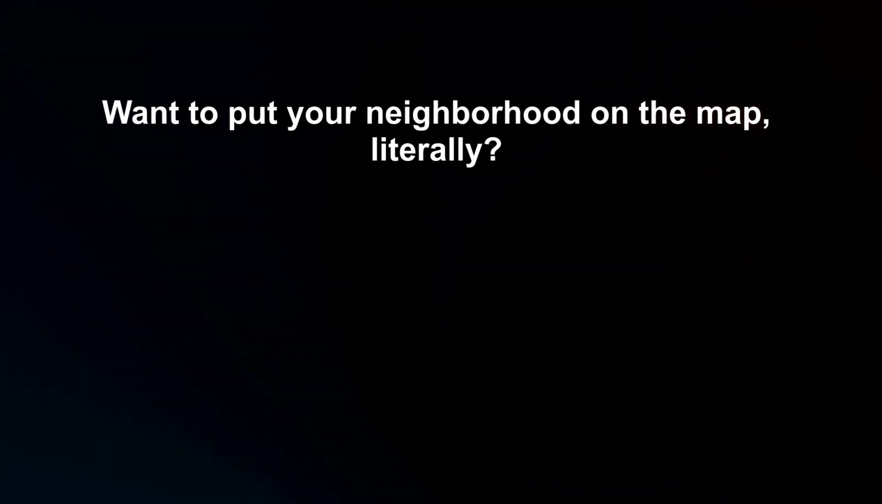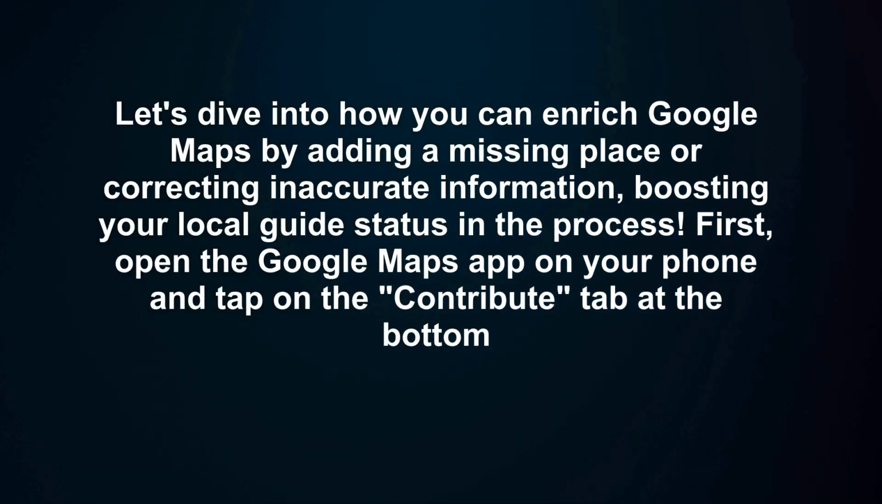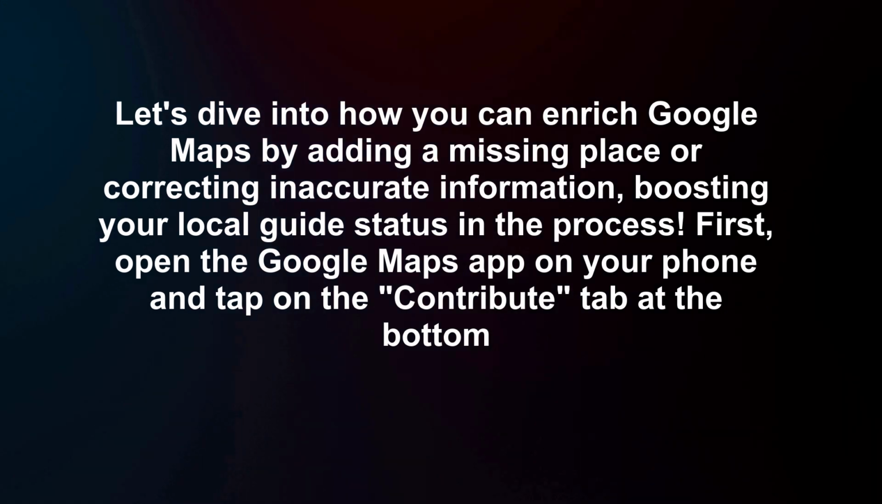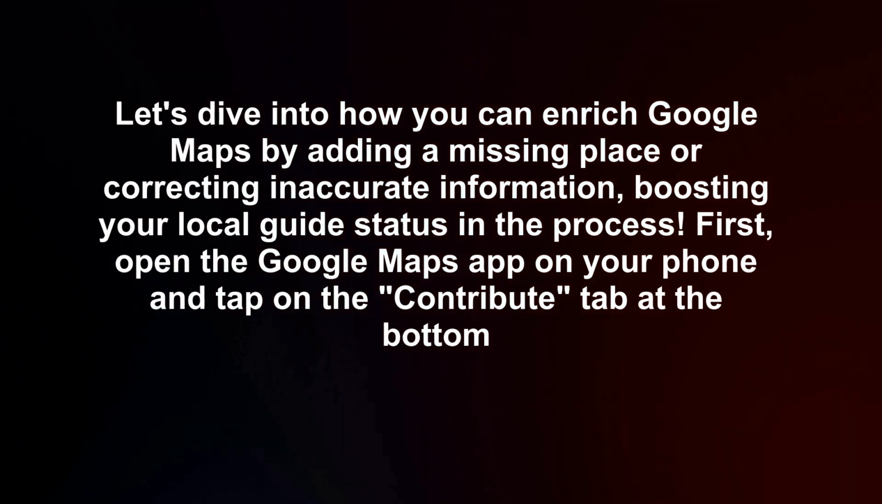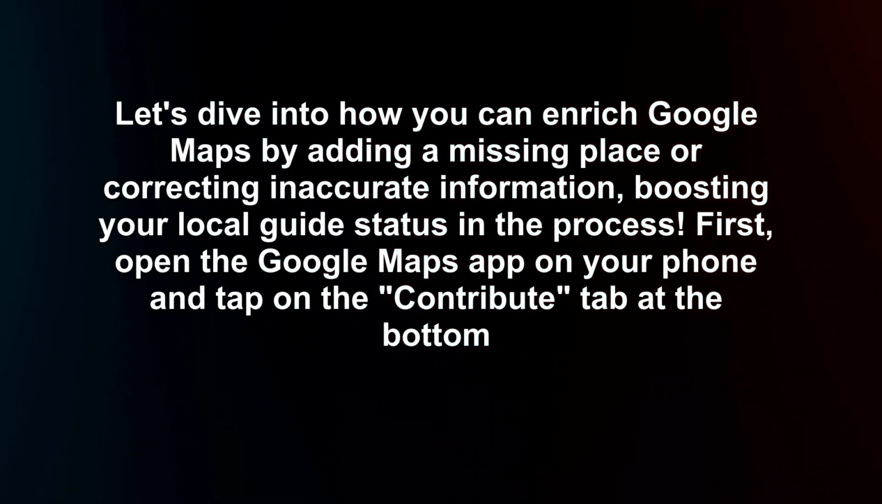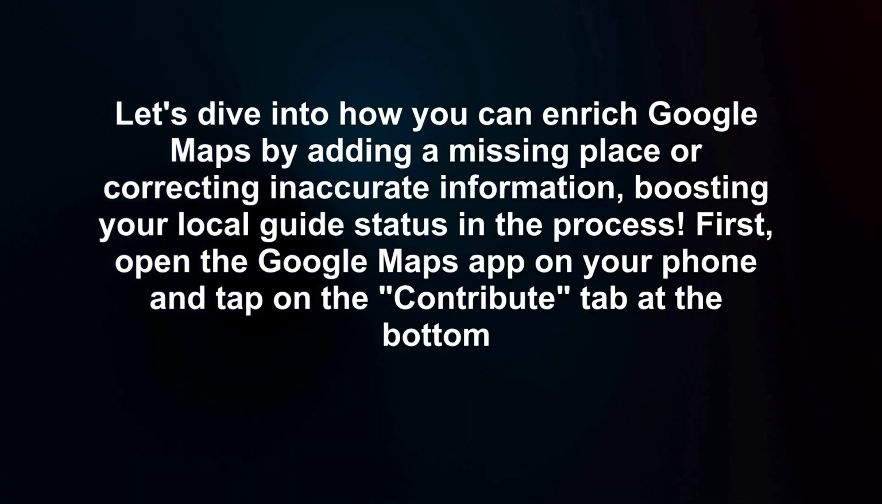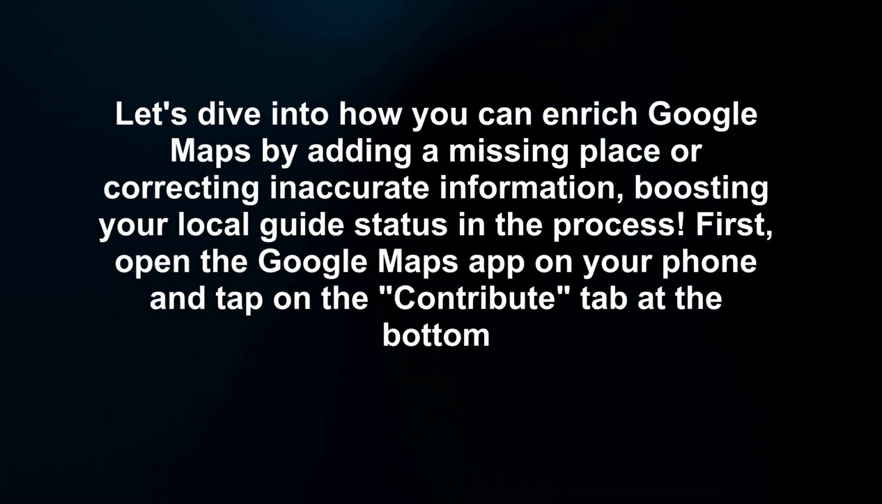Want to put your neighborhood on the map? Literally. Let's dive into how you can enrich Google Maps by adding a missing place or correcting inaccurate information, boosting your local guide status in the process. First, open the Google Maps app on your phone and tap on the Contribute tab at the bottom.